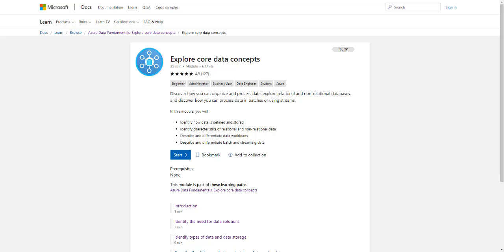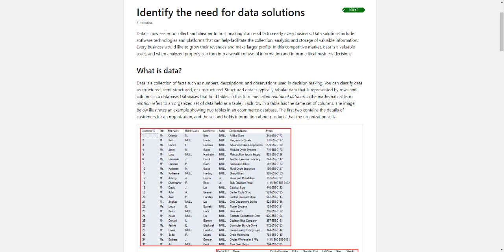This is Unit 2 of Exploring Core Data Concepts, part of the learning materials from Microsoft for the DP-900 certification. Identifying the need for data solutions.